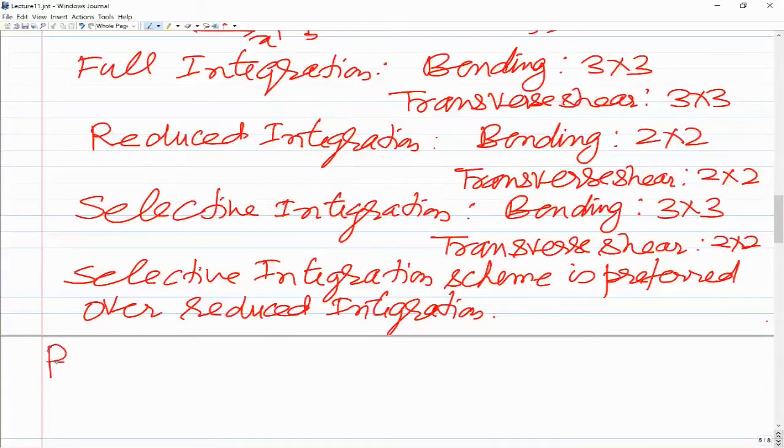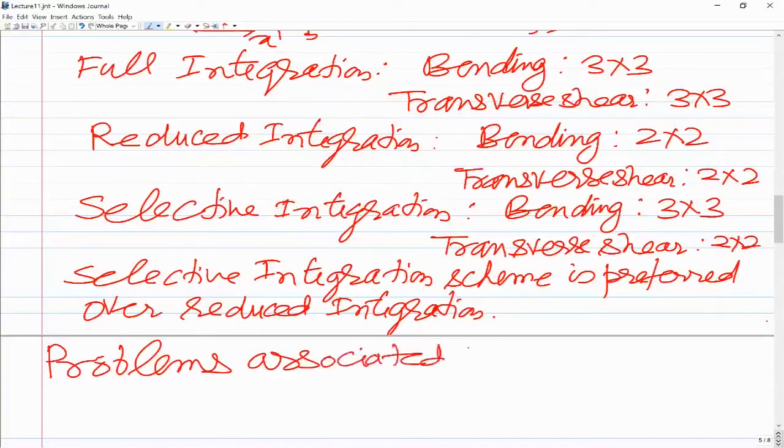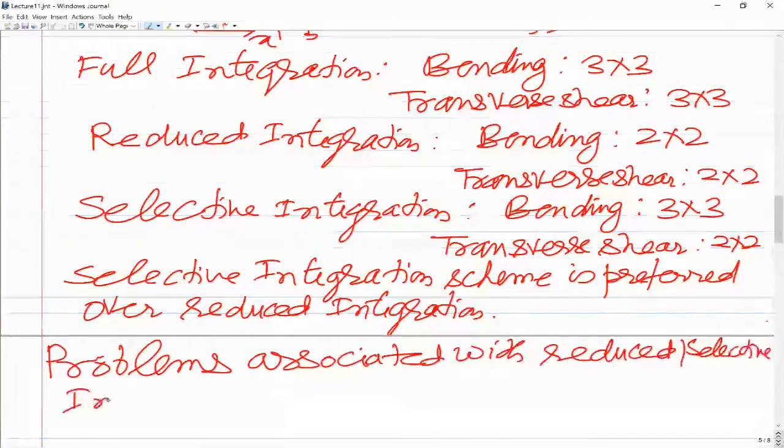So as I said, there are problems associated with reduced slash selective integration.